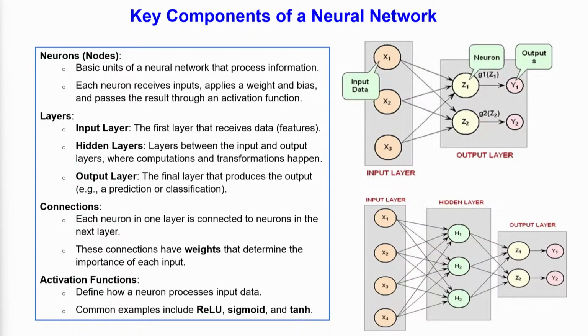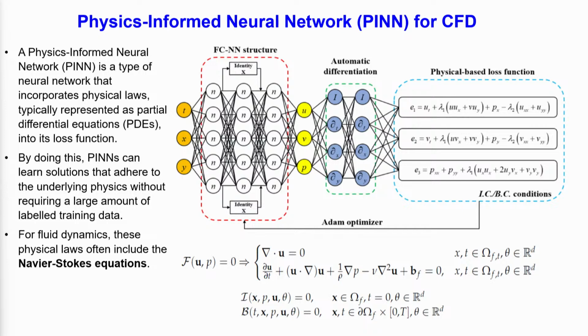Activation functions define how a neuron processes the input data, and you have common examples like ReLU, sigmoid or tanh, hyperbolic tangent functions, which are very commonly used. These are all smooth functions, if you see that they are transitioning from one to the other.